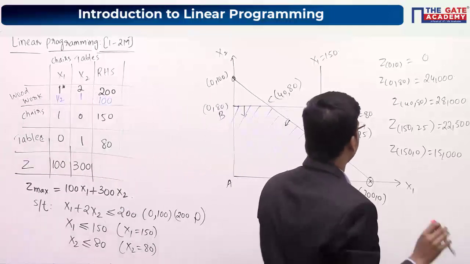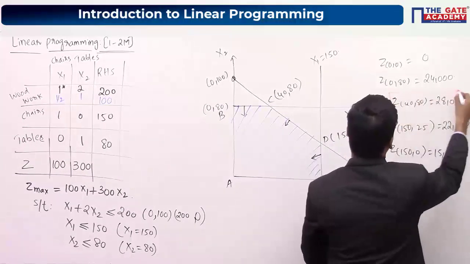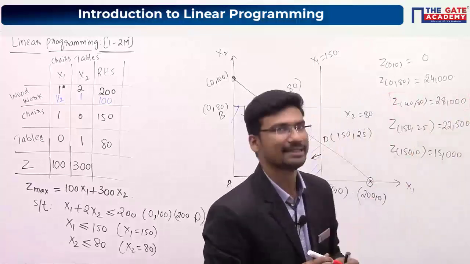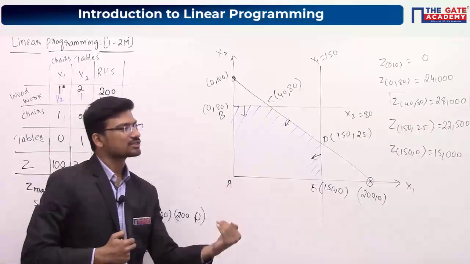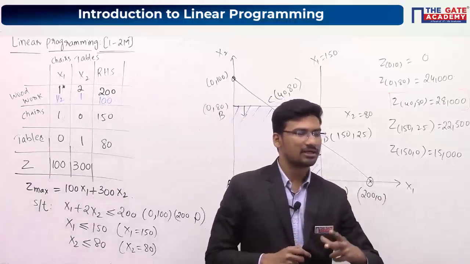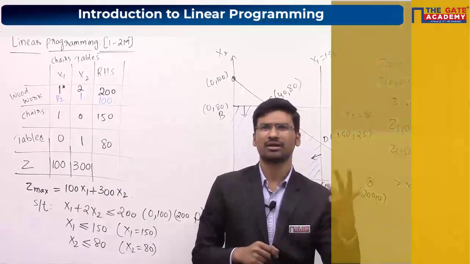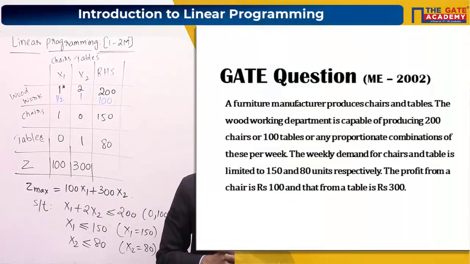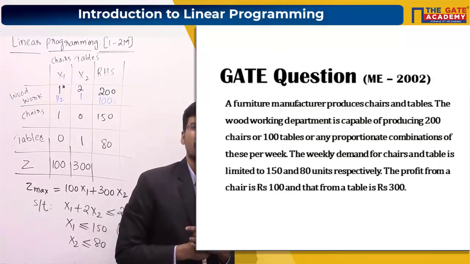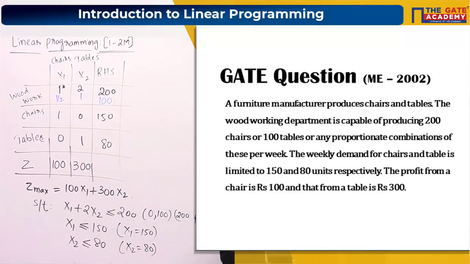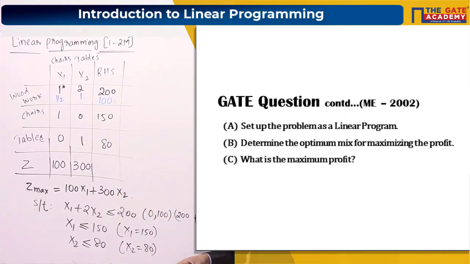So what is your maximum value? 28,000, which is at 40, 80. Okay. So go through these questions. At that time it was a conventional type of question. In 2002 they used to ask some conventional type of questions also. So set up the problem as a linear programming problem. This is your LPP. Then determine the optimal mix. Optimal mix, in the sense, 40, 80 is your optimal mix, the X1, X2 values. Third question, what is the maximum profit? It is 28,000.